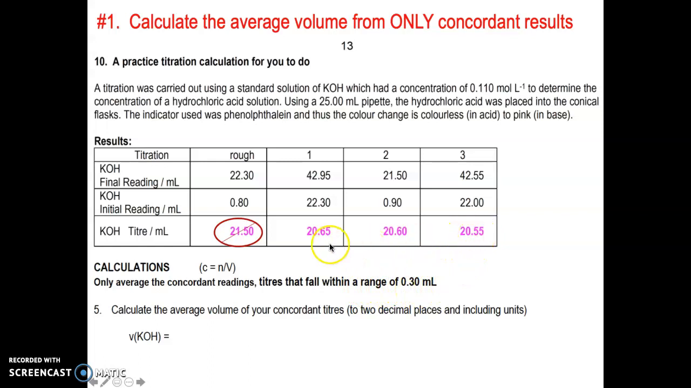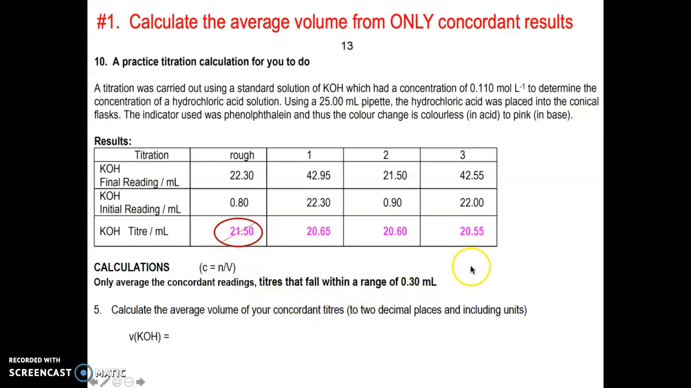So you can see that the titers 1, 2 and 3 are all within a range. It's actually smaller than 0.3, which is good. But this 21.50 is considerably bigger. It's 0.95 bigger than your smallest value. That one will be excluded and not used when you are doing the average.